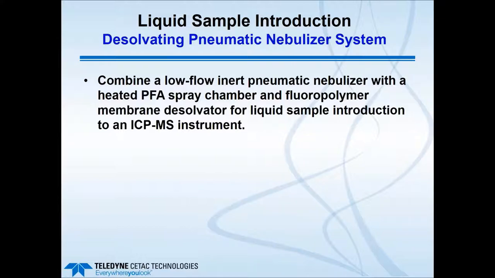So the general setup for the system is we're going to combine a low flow inert pneumatic nebulizer, meaning that we'll use a gas flow to generate a sample aerosol. And we'll combine that with a heated PFA spray chamber and a fluoropolymer membrane desolvator and use this for liquid sample introduction to an ICP-MS instrument. That instrument could be either a quadrupole system, a single collector magnetic sector system, or a multi-collector system. But it's three main components that we're going to connect together, and we'll show you this both in diagrams, of course, and in pictures.